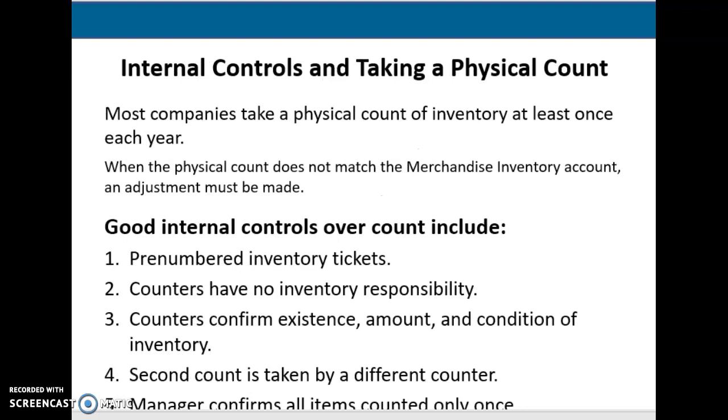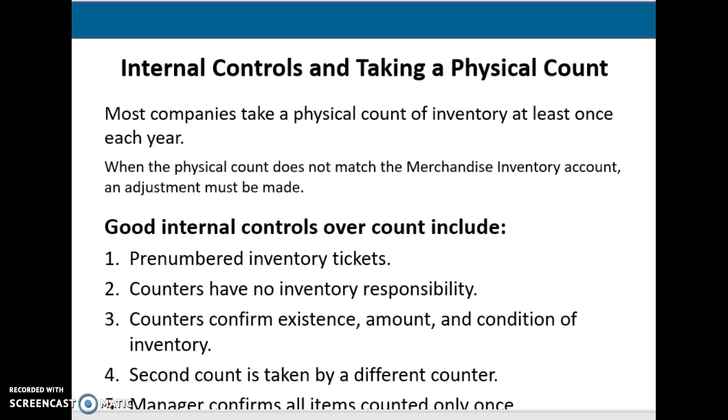At the end of our accounting period, we will make sure that the goods that we say that we have on hand are actually physically there. So we will do a physical count of the inventory at least once a year. Most companies actually do this more. Some internal controls that we have over the inventory count.